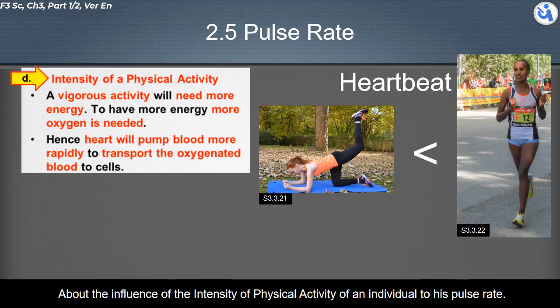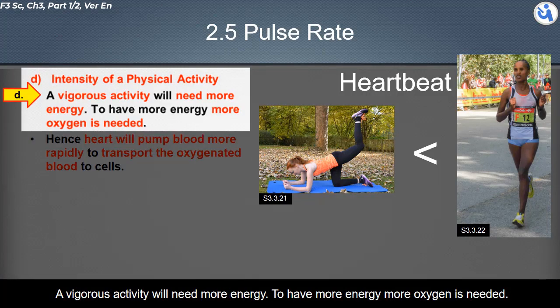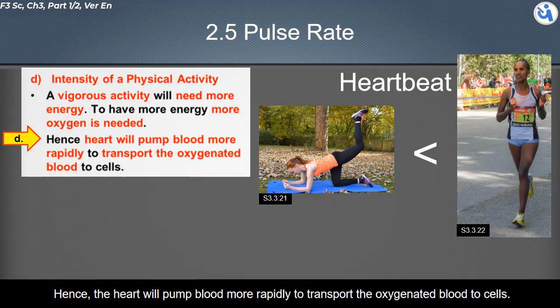About the influence of the intensity of physical activity of an individual on his pulse rate. A vigorous activity will need more energy. To have more energy, more oxygen is needed. Hence, the heart will pump blood more rapidly to transport the oxygenated blood to cells.